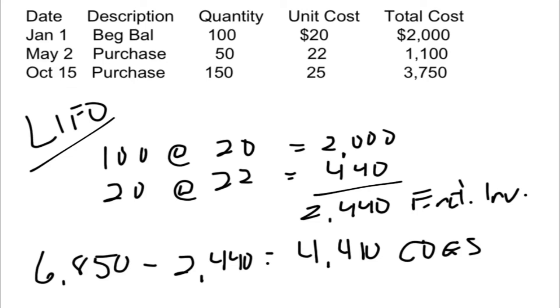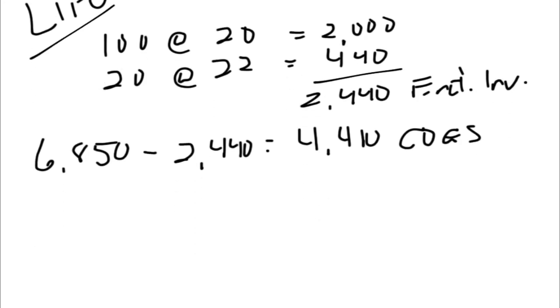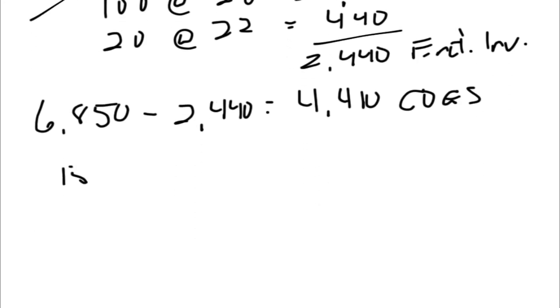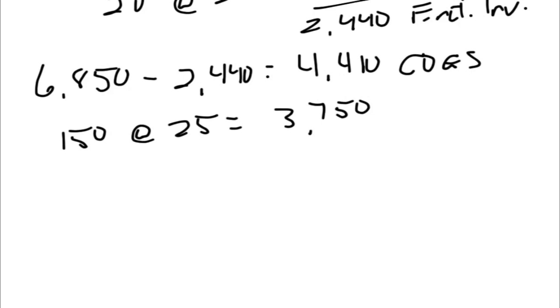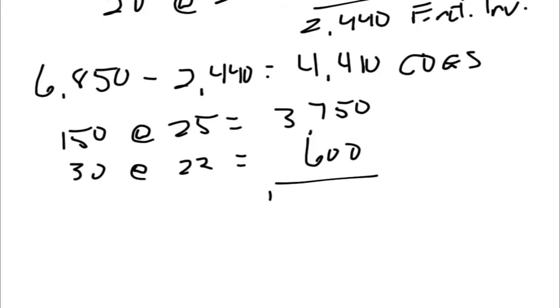So we'd start at the bottom, or the last purchases, the most recent purchases that were made. So we'd start with the 150. So we'd have 150 units at $25, which is $3,750. Alright, and then the next level is 50 at 22. Well, we have a total of 180, so I only need 30 of those. So we're going to have 30 at 22, and that's a total of 660. So if we add that up, it equals, lo and behold, $4,410.